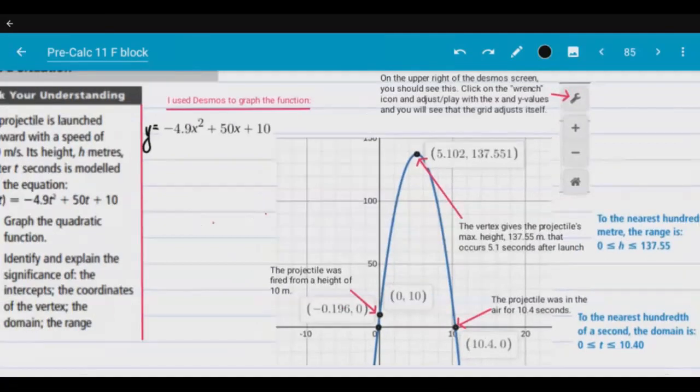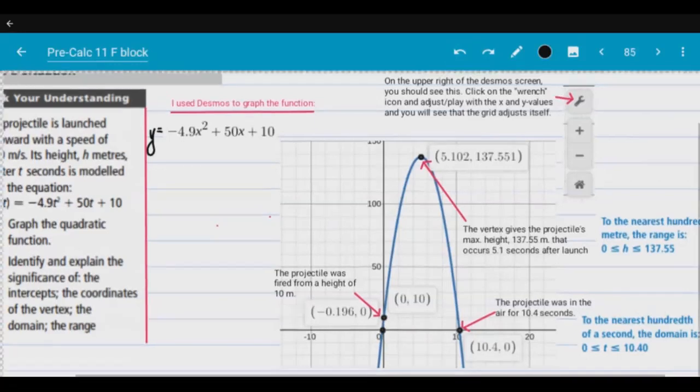Let's explain the significance of the intercepts. First, this y-intercept tells you that the projectile was fired from a height of 10 meters, right? What about this x-intercept? That x-intercept doesn't really make sense in terms of what is happening in the situation because we're talking about a real life situation.